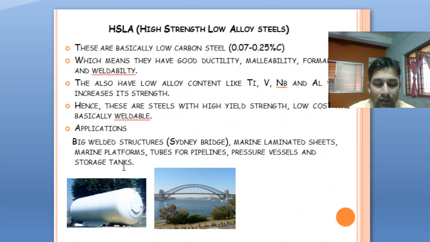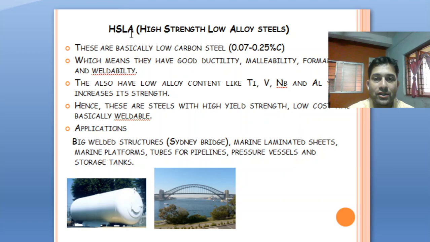These are basically low carbon steels. The percentage of carbon varies from 0.07 to 0.25 percent. Plus they have low alloying contents like titanium, vanadium, niobium and aluminum. And because of these two reasons, this type of steel shows high strength. One major characteristic feature of this type of steel is that they show good ductility, malleability, formability and weldability.